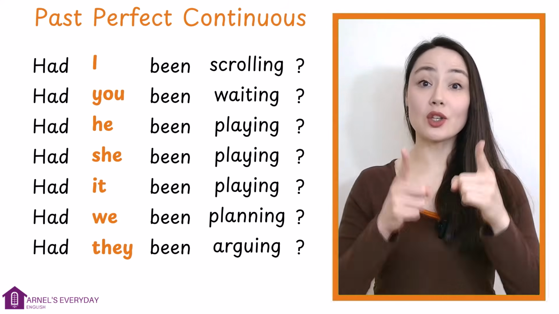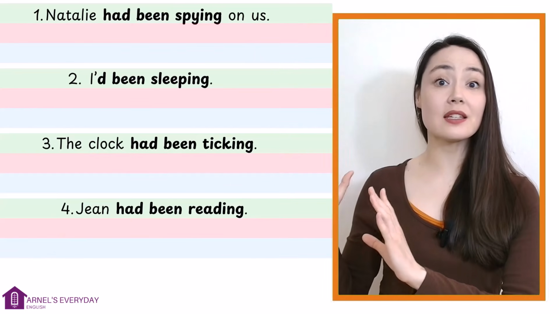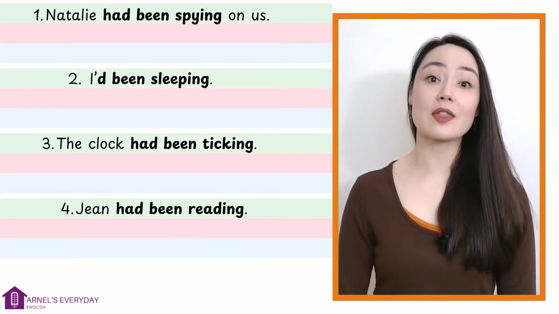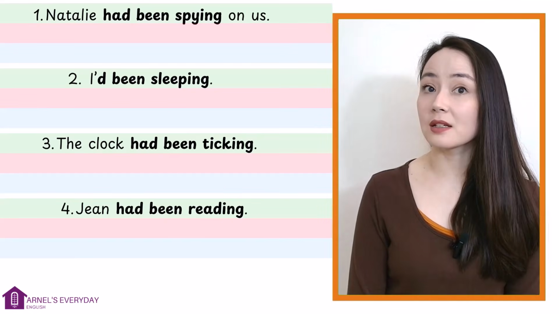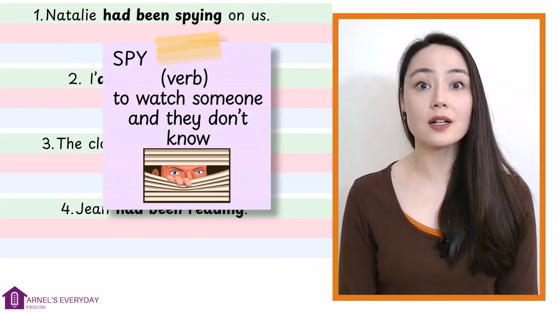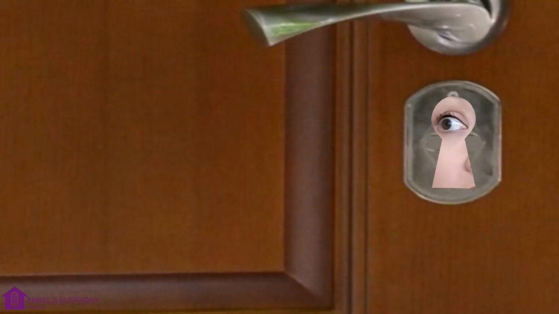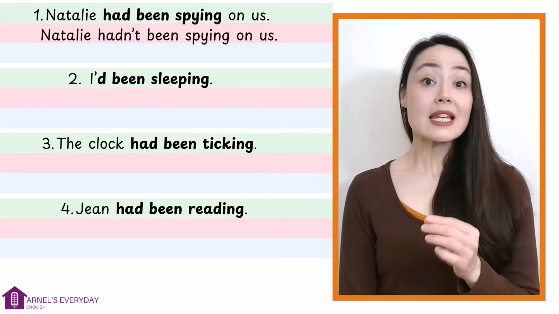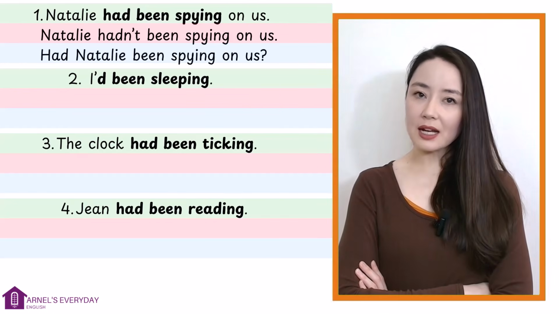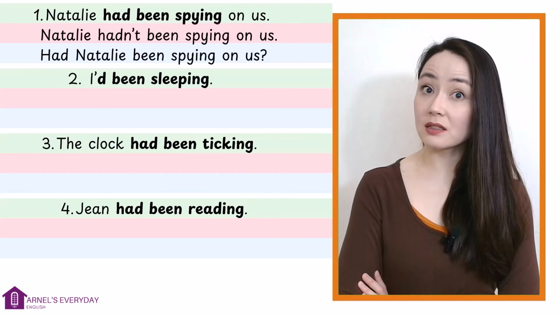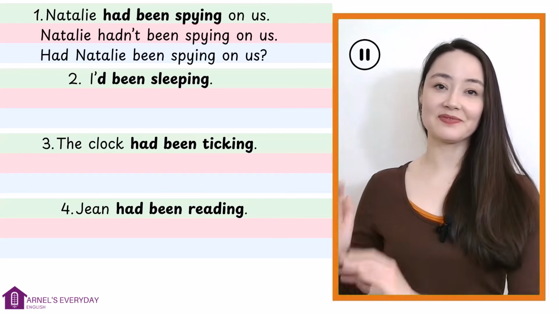Now I want you to review these structures. I have 4 sentences here. Let's do the first one together. Natalie had been spying on us. Spy means to watch someone and they don't know. Natalie hadn't been spying on us. Had Natalie been spying on us? Pause the lesson and I want you to complete the next 3.